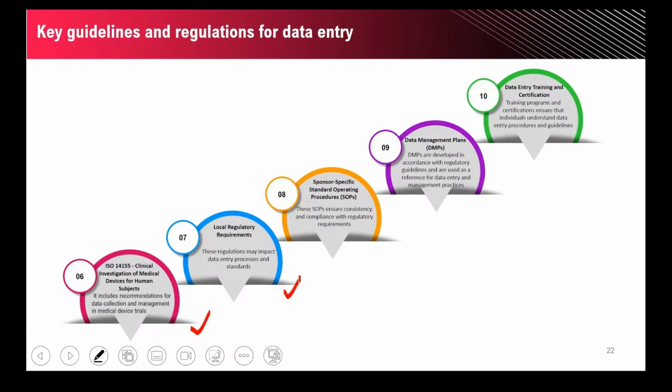We also need to look at some of the local regulatory requirements, which apply along with the international requirements, depending upon which country the clinical trial is taking place. So even if it's a global trial, if your site is present in a specific country where additional local laws are applicable, then these also need to be followed.